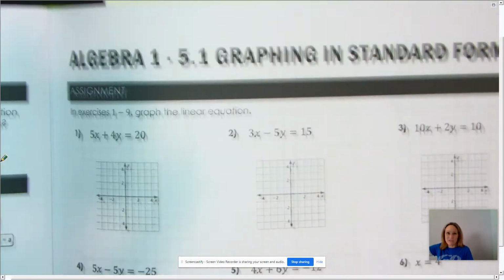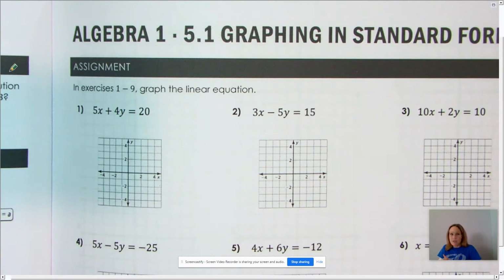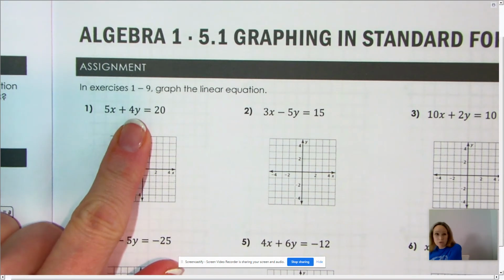Okay, question number 1. This one we will do together. So graph the linear equation. So I'm going to start by writing out my 2 equations with the cover-up method. Again, mathematically, cover-up is not an operation. What we're doing is we're substituting in 0 for y.